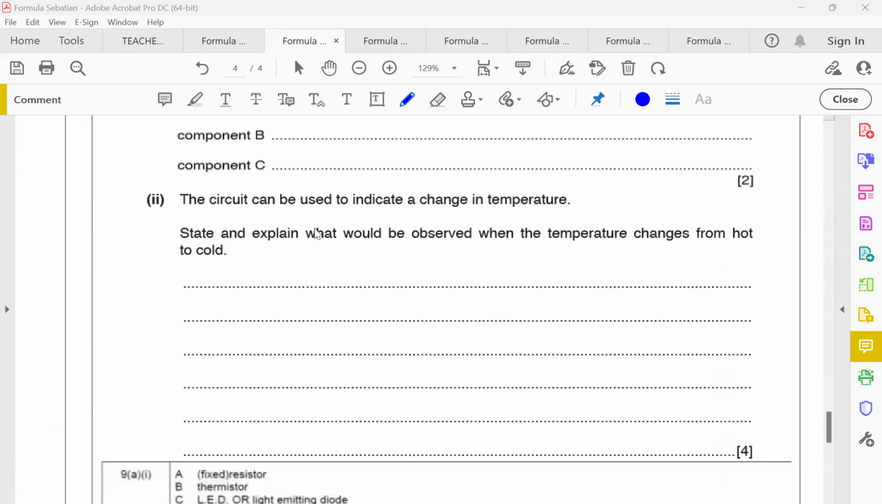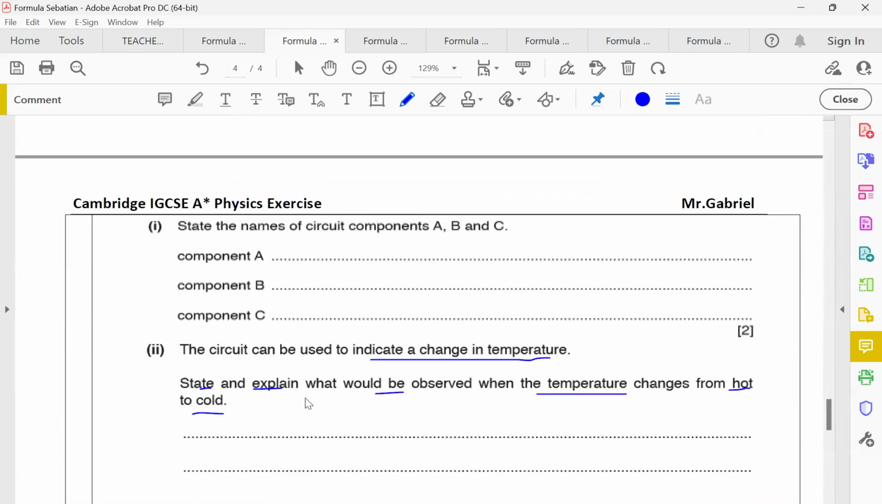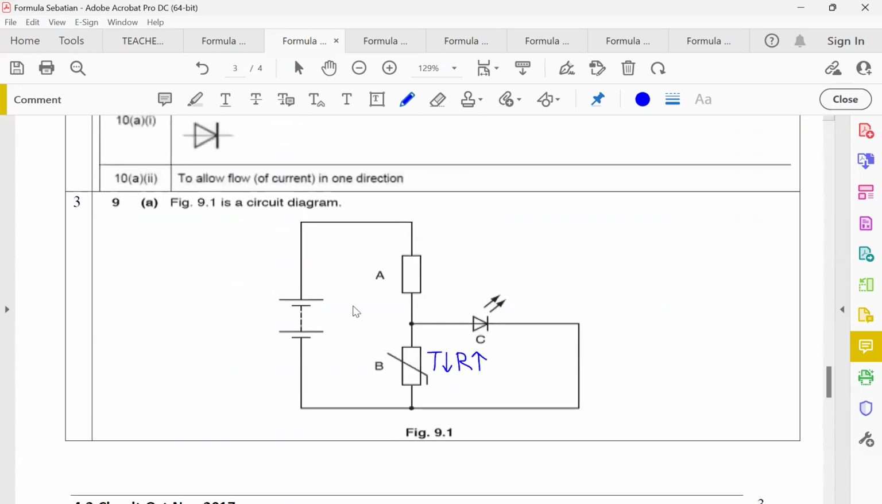The circuit can be used to indicate a change in temperature. State and explain what would be observed when the temperature changes from hot to cold. Basically, the temperature decreases, right? When the temperature decreases, the resistance will increase, right? So what's going to happen is, guys, this is what you need to know. This thing here is a light emitting diode. And for light emitting diodes, there is a minimum amount of voltage it needs before it starts blinking.